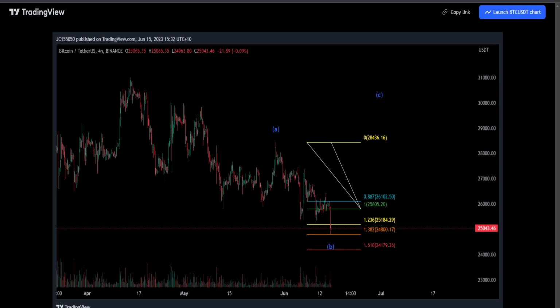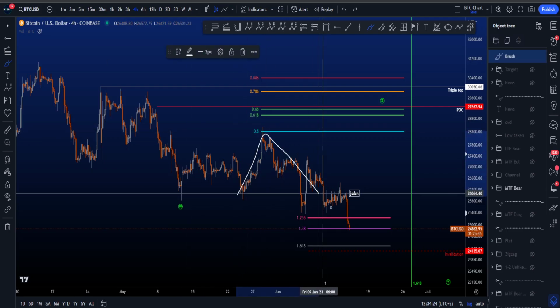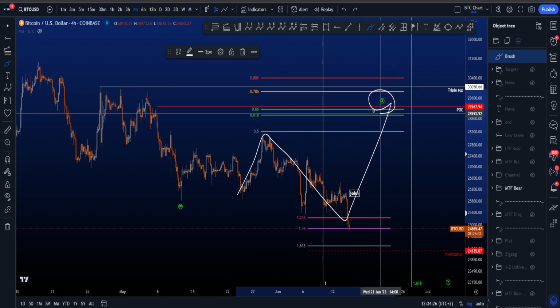And this one was also thought of by John because he shared this in the group this morning where he was like, well, we might still be in an expanding flat in this wave X and then a bigger W, X, and then a Y to the downside. So he had a potential A, B, C in this wave X.